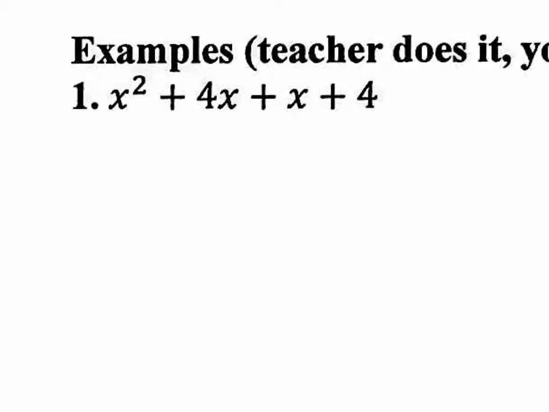So step 1 on grouping is what? Separate them. So everybody together, please, let's write down x squared plus 4x. You're going to have to write kind of tiny. And then leave a space. And then put positive x plus 4.